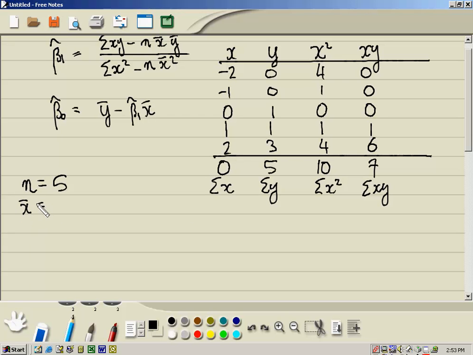X bar, the average x, as in 214, sigma x on n. Sigma x is 0 divided by n of 5, so we get a 0. Y bar, the average y, sigma y divided by n. Sigma y is 5 divided by n of 5, and that's 1. Alright, and then we're finally ready to do our beta hat 1.